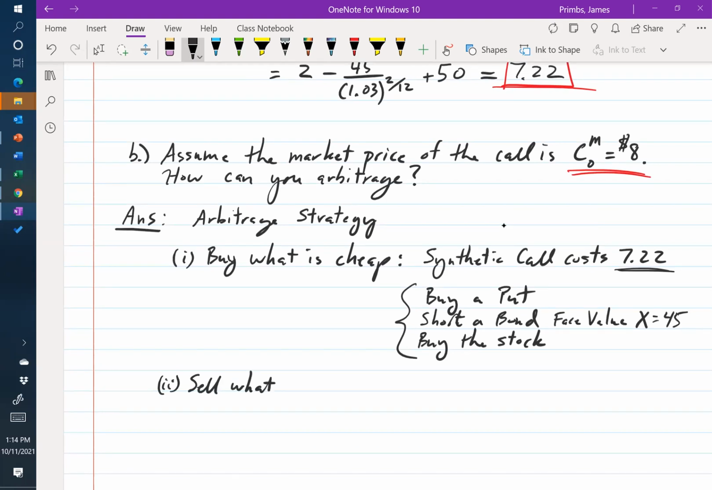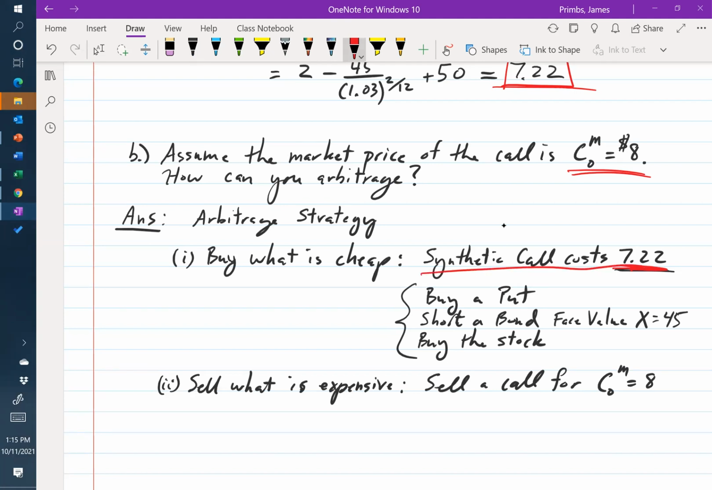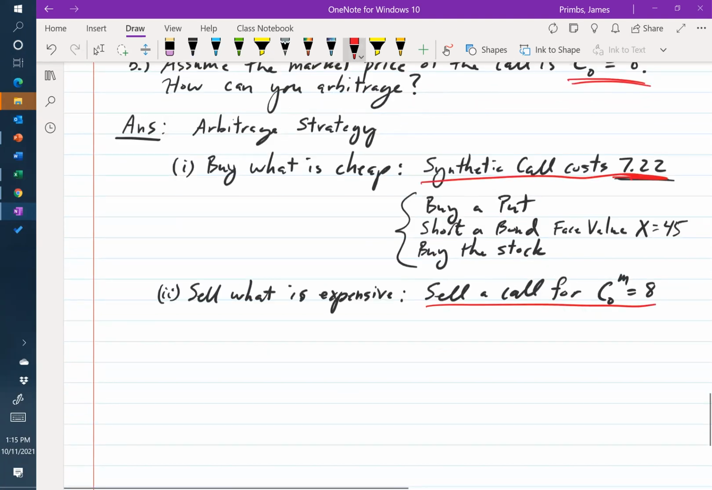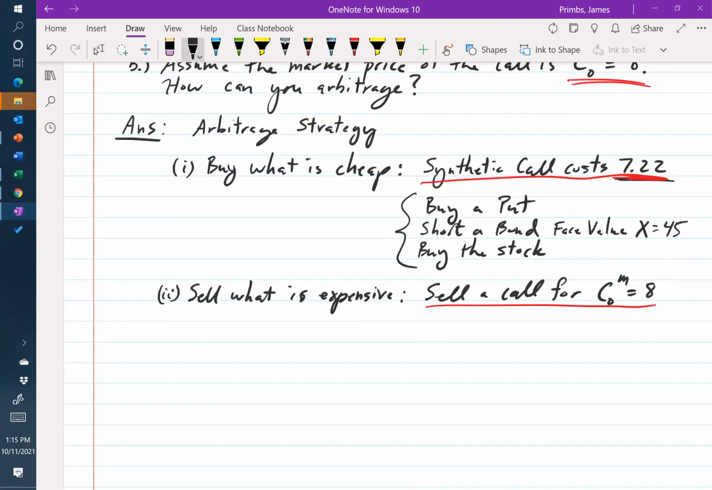Sell what is expensive. Sell a call. So this is my arbitrage strategy. I'm going to do this, and I'm going to sell the call. So I buy the synthetic call and I sell a real call. How much do I make?